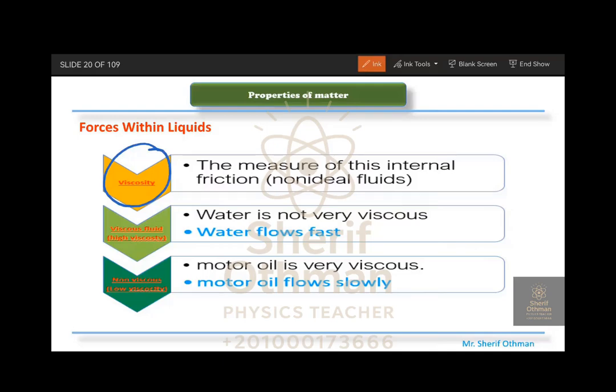So water is not viscous. Water flows fast. Motor oil is very viscous, so the oil flows slowly.